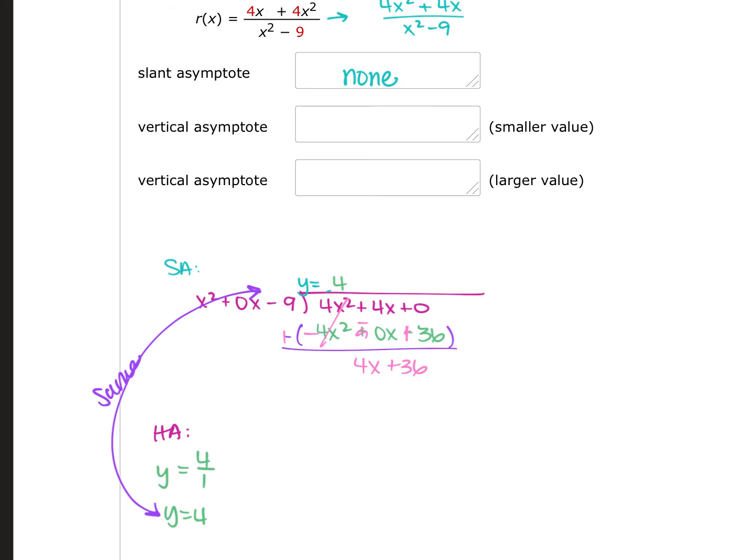Compare your numerator's degree with your denominator's degree. They're the same, so put the leading coefficient of the numerator, which is 4, over the leading coefficient of the denominator, which is 1. Okay.